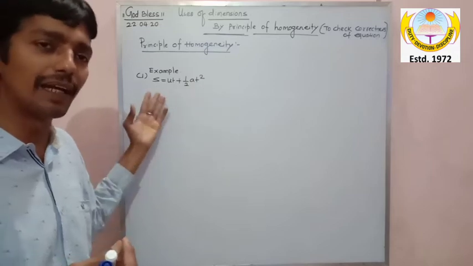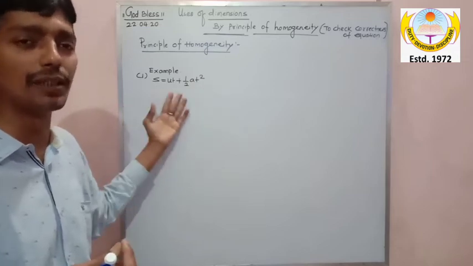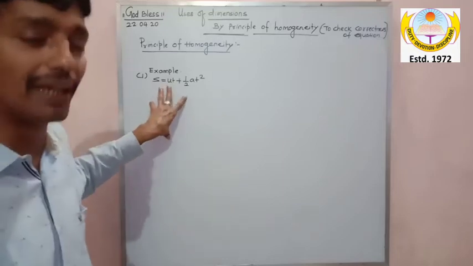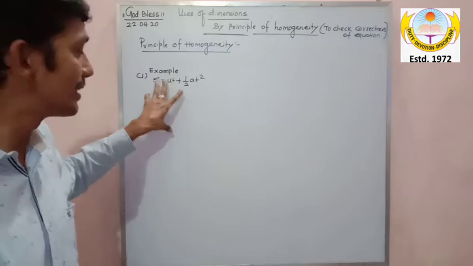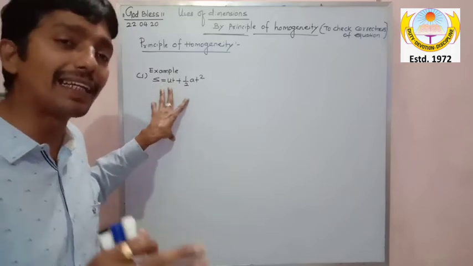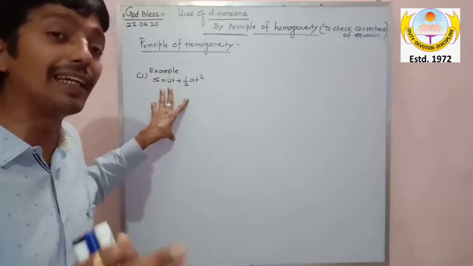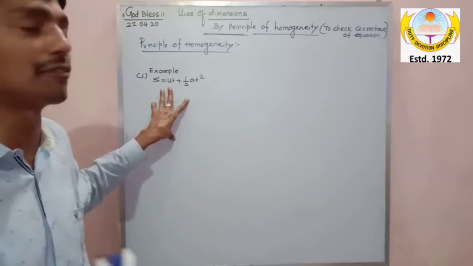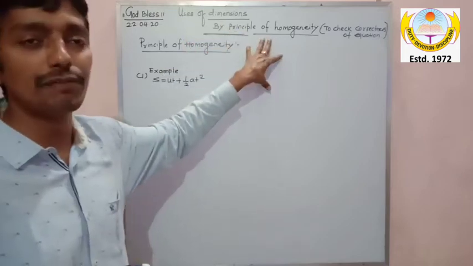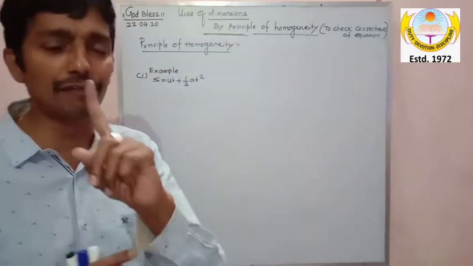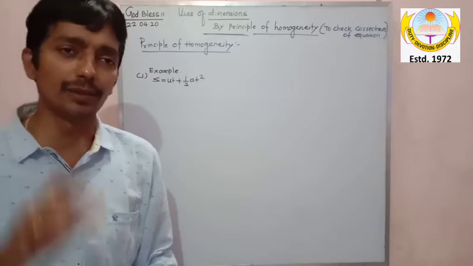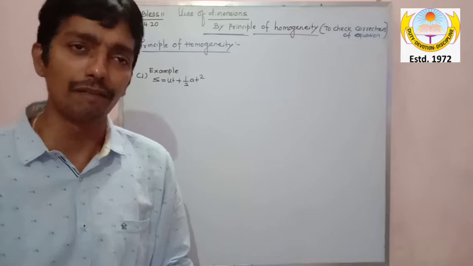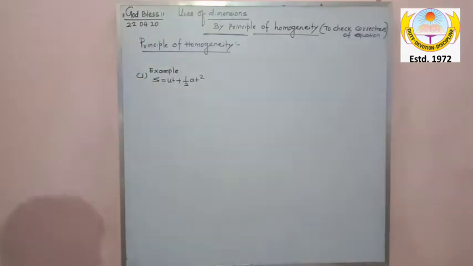So whenever the thing provided is of the type left hand side equal to right hand side, it is an equation. Now this equation which is given, whether this equation is valid or correct, we have to check by the principle of homogeneity. And that is the first use of dimension, my dear. So in the first use of dimension, we are using the principle of homogeneity. So let's begin with the first example.